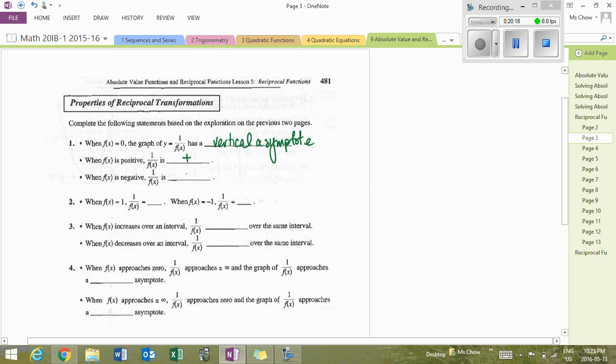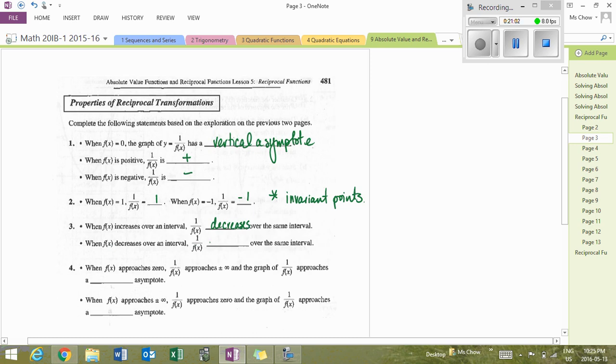When f of x is negative, the reciprocal is of course also negative. When f of x is equal to 1, then the reciprocal is equal to 1. When f of x is equal to negative 1, then the reciprocal of course is also equal to negative 1. So this is emphasizing your invariant points. As f of x increases over an interval, then what happens? Remember, here it is. It's showing that our denominator is getting bigger. And so when your denominator is getting bigger, then the reciprocal function will actually decrease over the same interval.